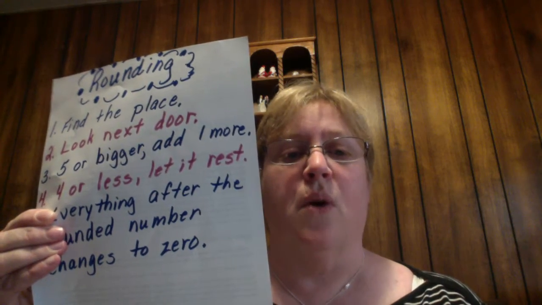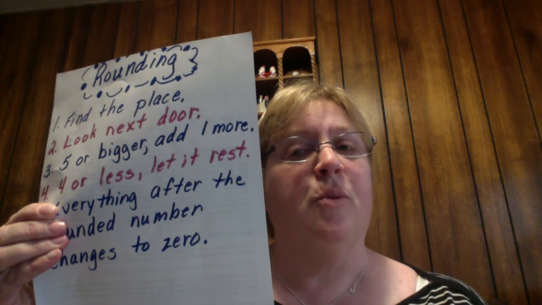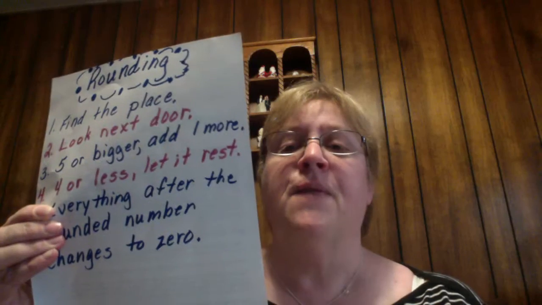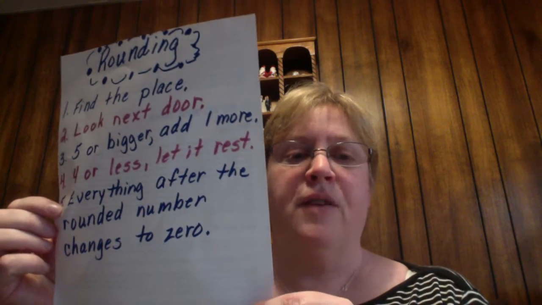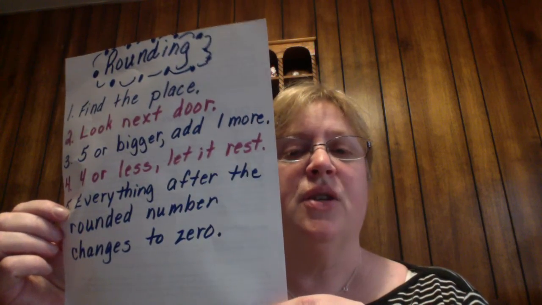Then I look to the number next door. If it's 5 or bigger, I add one more. If it's 4 or less, let it rest. And everything after that rounded number changes to 0.